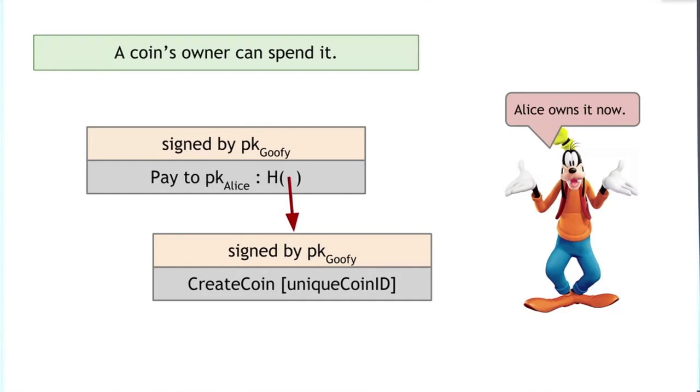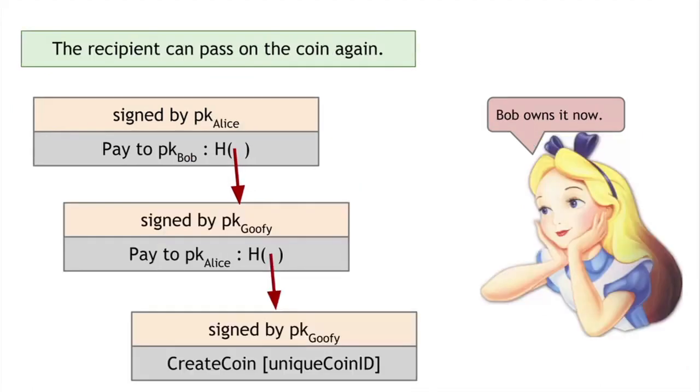Alice owns the coin, and Alice can prove that she owns the coin because she can present this data structure here, which is validly signed by Goofy and points to a coin that was validly owned by Goofy. And so the correctness of this coin is self-evident in the system. Now Alice can move on, and she can spend the coin as well.